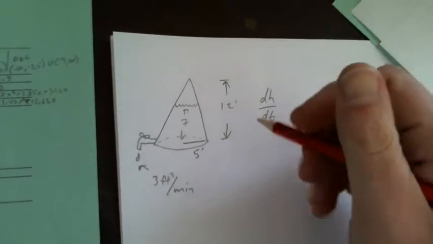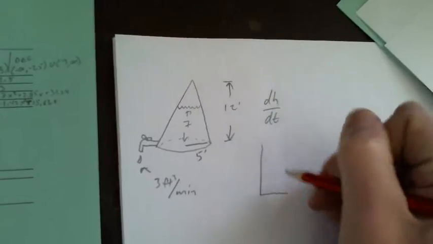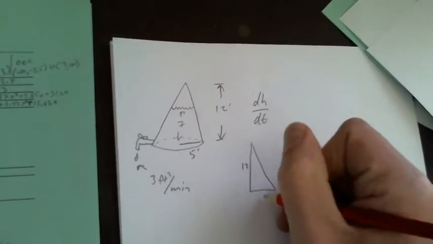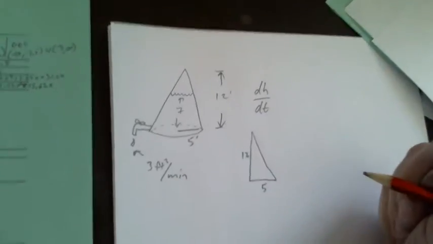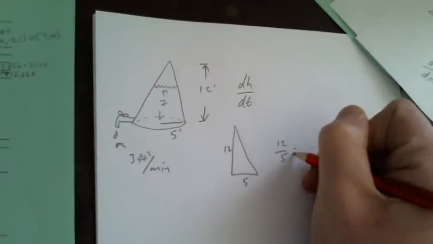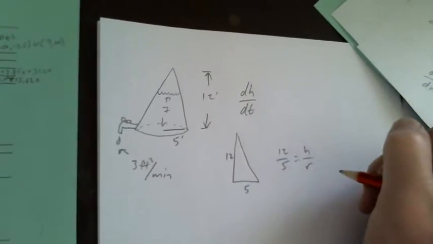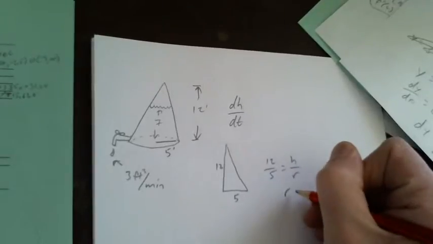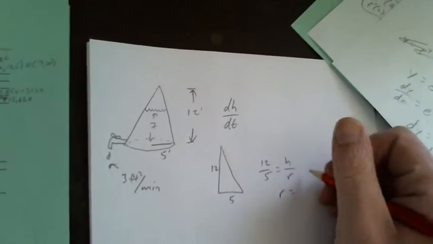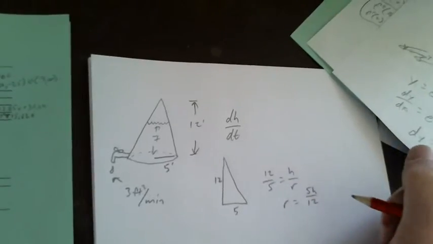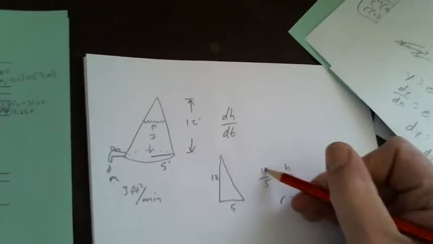All right. So first things first, we know that we have a 12 to 5 ratio going on here. So 12 to 5 equals height to radius. And we want to turn radius in terms of height. So radius equals 5h over 12. Right? 12r equals 5h.